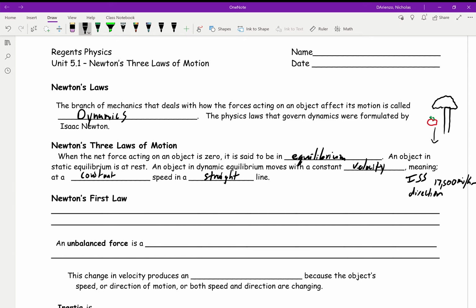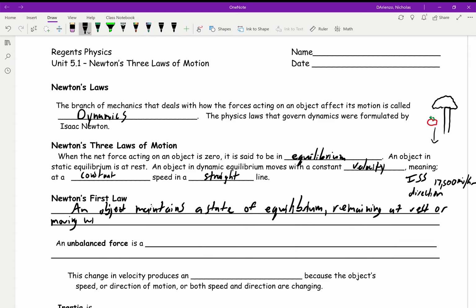So Newton's first law states that an object will maintain a state of equilibrium, meaning it will remain at rest or moving with a constant velocity, unless that object is acted upon by an unbalanced force.